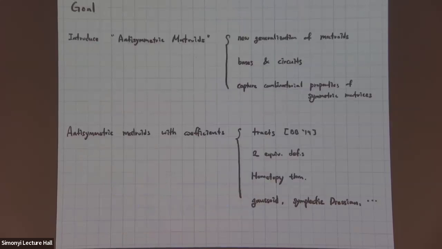So I will introduce another generalization of the matroid, which is quite related with the delta matroid. In the second half of the talk, I will introduce the antisymmetric matroid coefficient by observing certain quadratic relations, and I will also give an equivalent, cryptomorphic definition as well. I will also show some connections with other topics, such as the Gaussoid or the symplectic Dressian, defined by other groups of researchers.